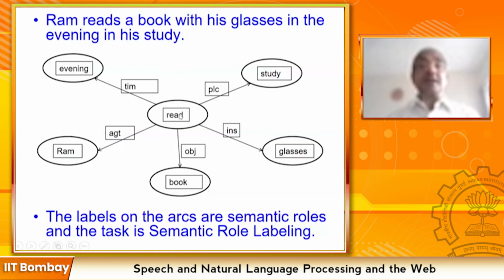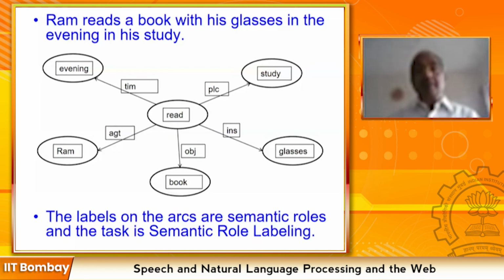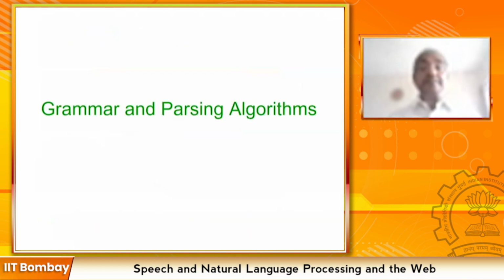Ram reads a book with his glasses in the evening in the study. So here we need to resolve ambiguity because "in the" is common, coming before both "evening" and "study", but we have to give the correct semantic role. So semantic role labeling comes a little higher up, even above parsing, because it depends on parsing.